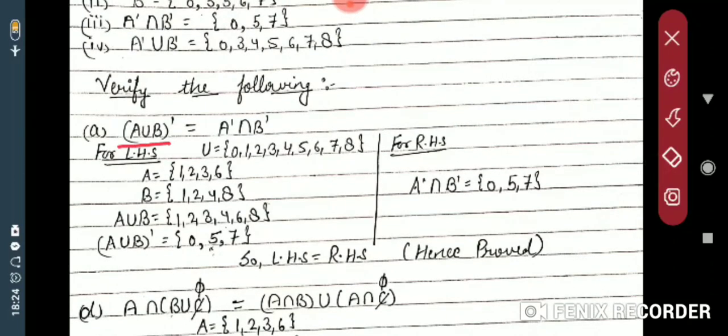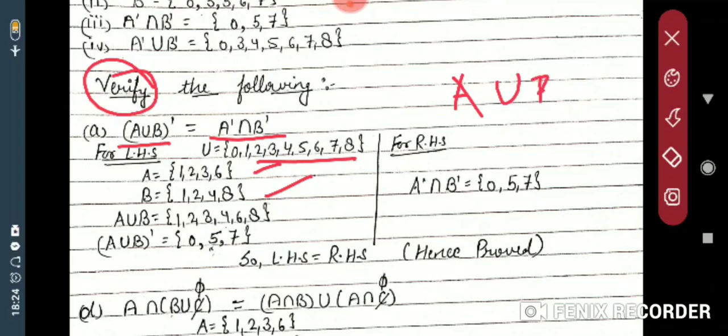Next, (A union B) complement, you have to verify, equals A complement intersection B complement. So universal set is given, set A is given, B is given. In order to find (A union B) complement, what you have to find first? First you have to find this A union B. So A union B means all the elements of A and B. So what are the elements of A and B? 1, 2, 3, 4, 6, 8.